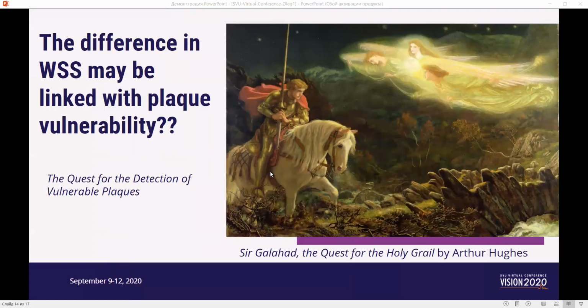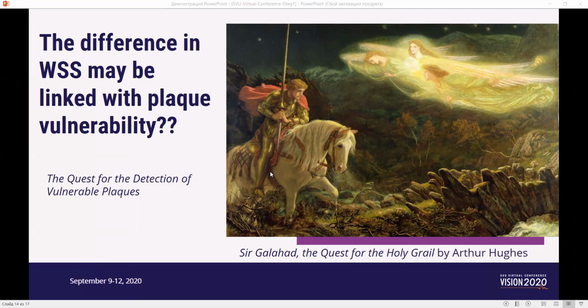So, we may ask, could the difference in wall shear stress between parts of plaque lead to plaque rupture? And could this difference potentially be linked with plaque vulnerability? And can the measurements of wall shear stress guide us in the quest for the detection of vulnerable plaques?